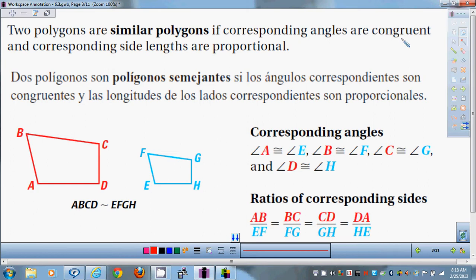Matt, if I said ABCD is similar to EFGH, which angle is congruent to angle C on the other shape? G. Very good. How'd you get that? Very good. They're both the third one. If I said angle D is congruent to what angle, Cameron, what would that be? Very good. Same exact spot in the similarity statement.